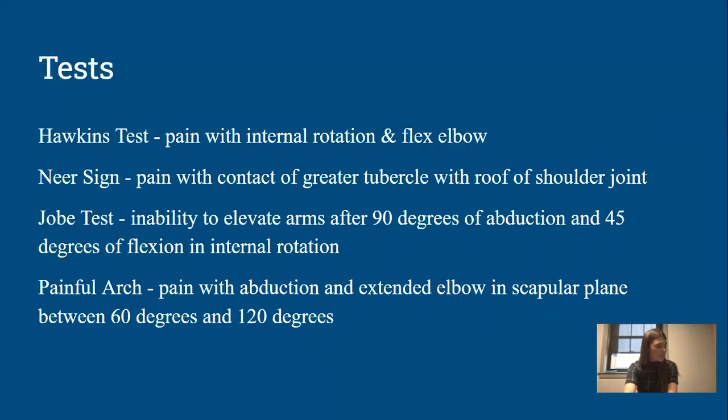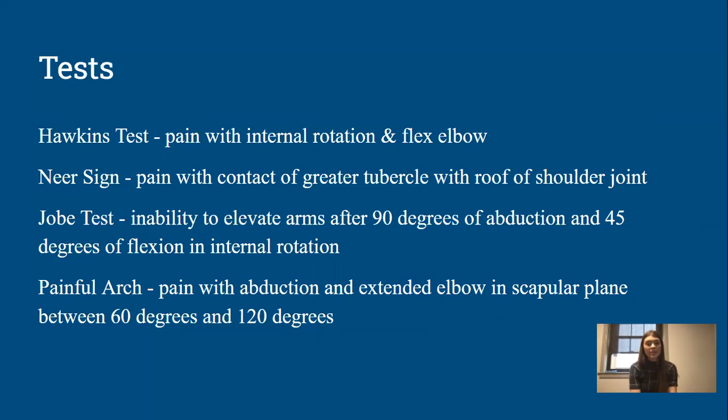I also wanted to mention the tests that are utilized to determine if an individual has subacromial impingement syndrome. There is the Hawkins test, which is positive if pain arises when the patient completes max internal rotation at 90 degrees with elbow flexion. This test highlights what occurs when the subacromial space between the greater tubercle and the coracoacromial ligament is narrowed. There's also the Neer sign test, where one hand fixes the scapula and the other raises and internally rotates the arm. This causes the greater tubercle and the roof of the shoulder joint to make contact.